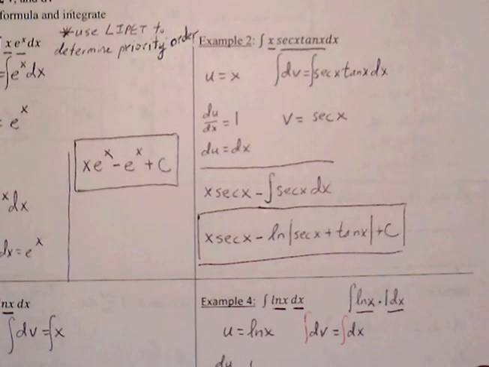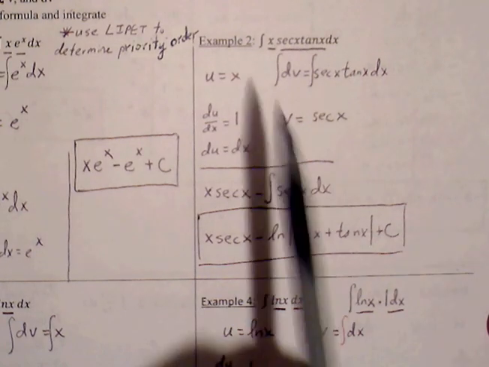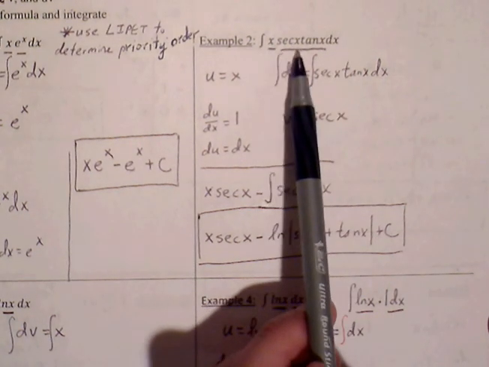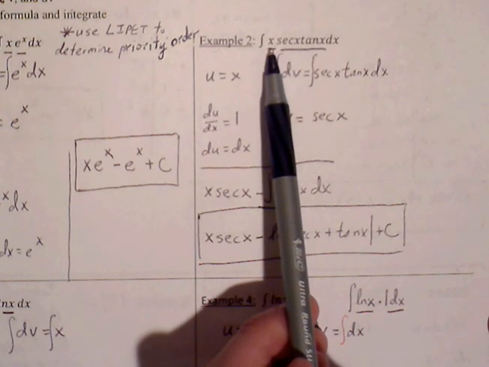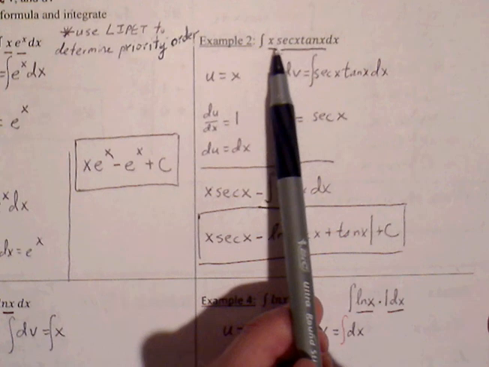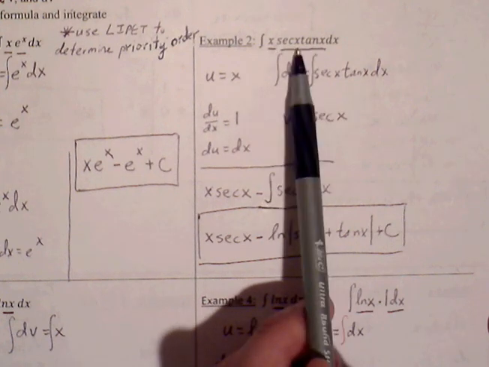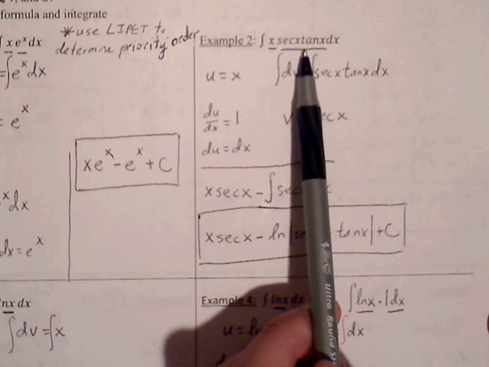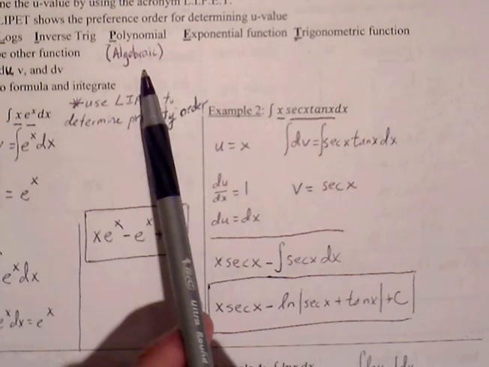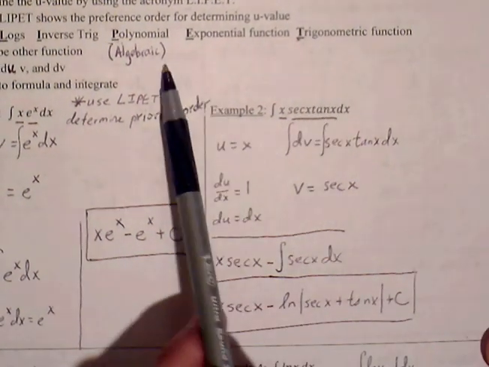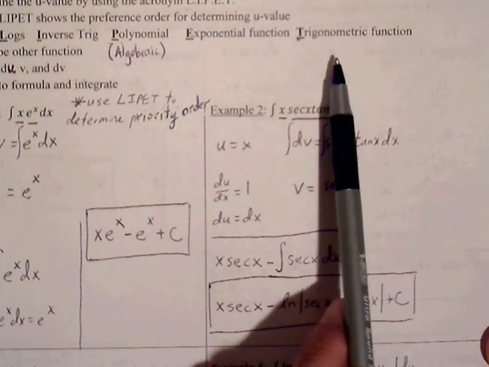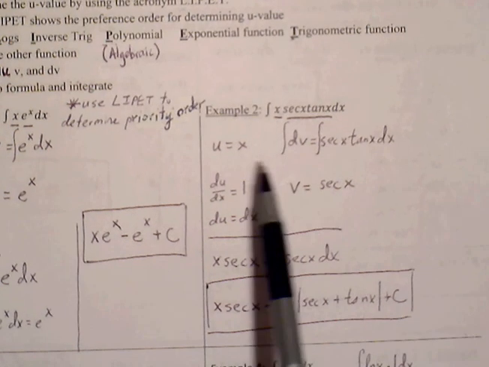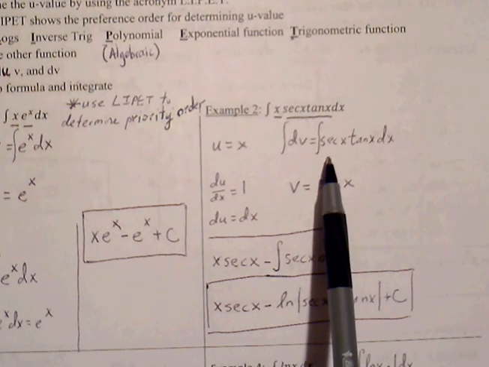Okay, let's look at example 2. We have the indefinite integral of x times secant tangent of x dx. So we see that there are two different types of functions. We have x, which is an example of algebraic, just like before. Secant tangent, we're going to file this under trig function. So if we're comparing between algebraic and trig, we see that algebraic is higher up in the priority order than trigonometric functions. So again, our u value is x, and our dv is secant tangent dx.